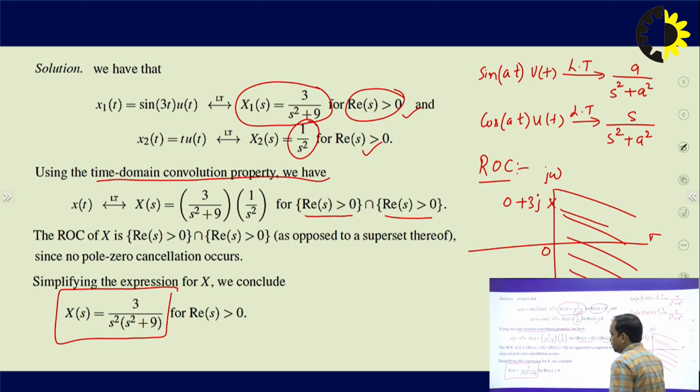So we can see that these are the basic problems where we can utilize the properties of the Laplace transform. By the help of Laplace transform properties, we can basically simplify those questions.